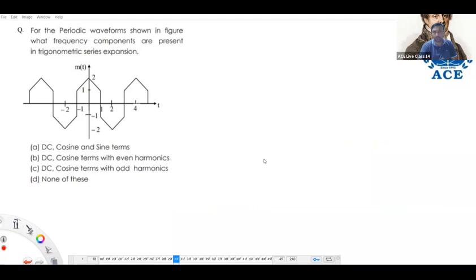Yes, half wave symmetry means always odd harmonics only. If I solve a problem on that, then you will know how it contains only odd harmonics. I solved only one problem till now.